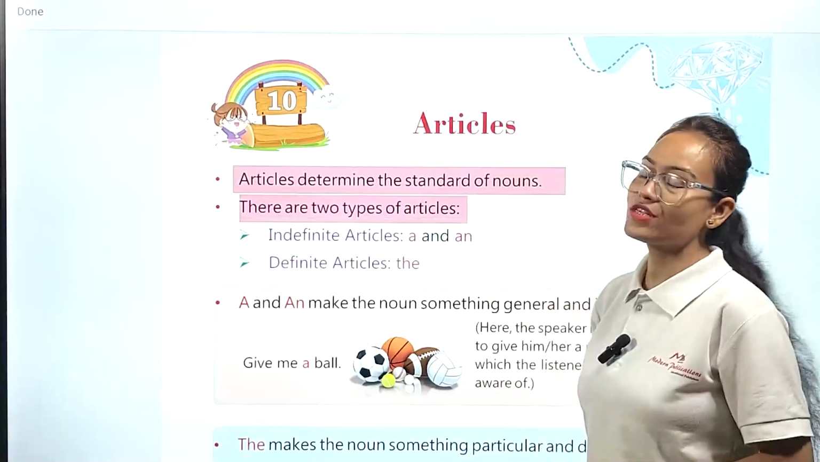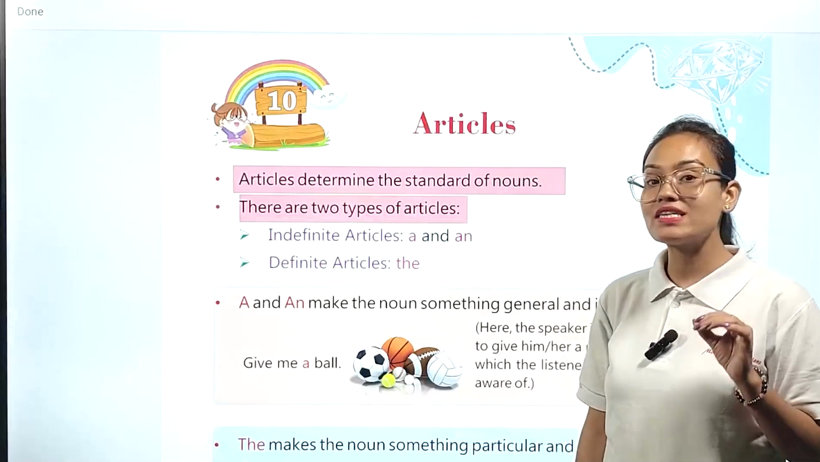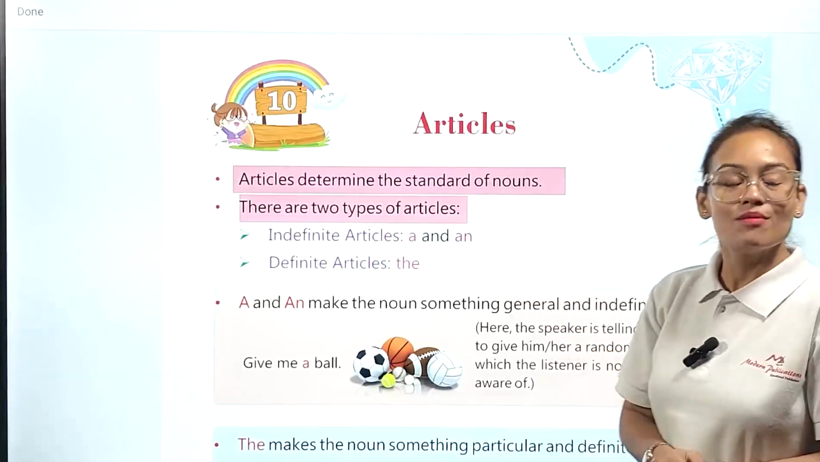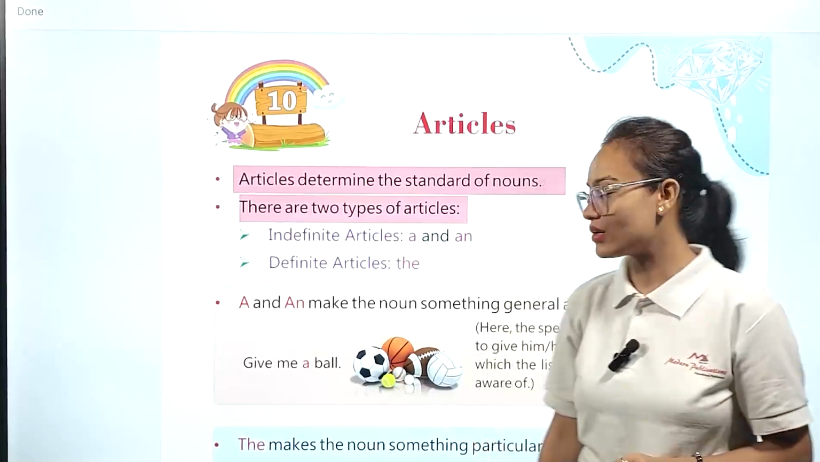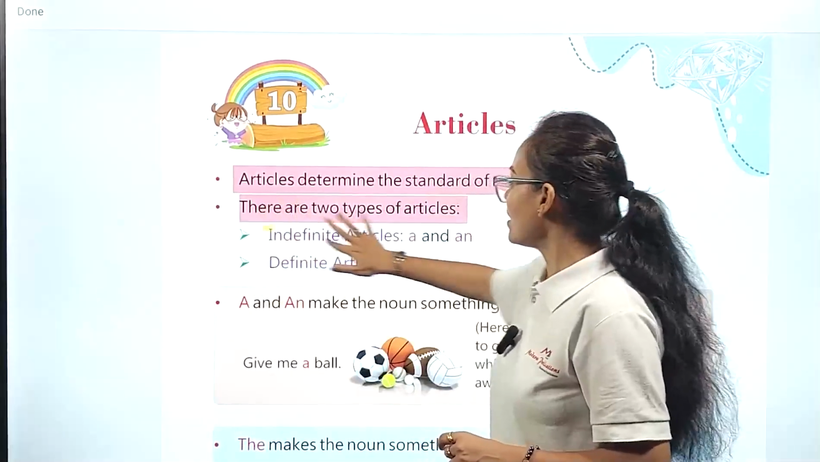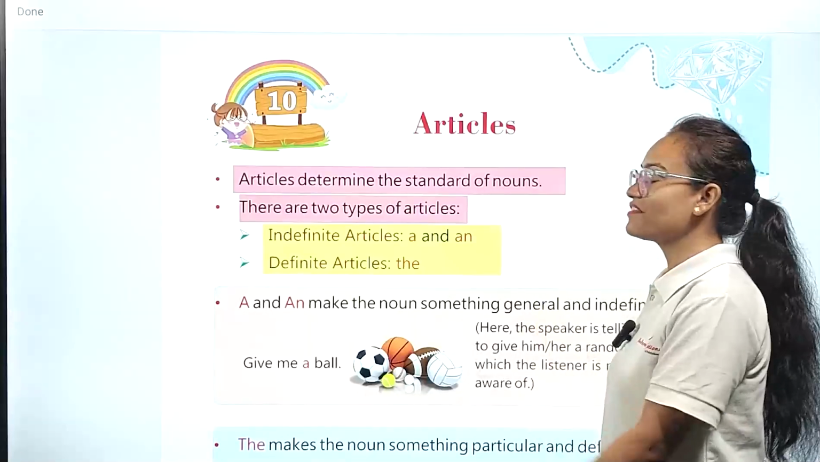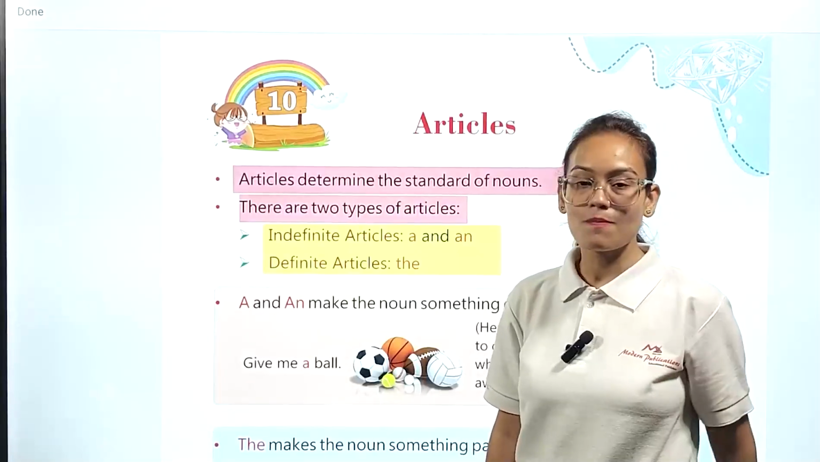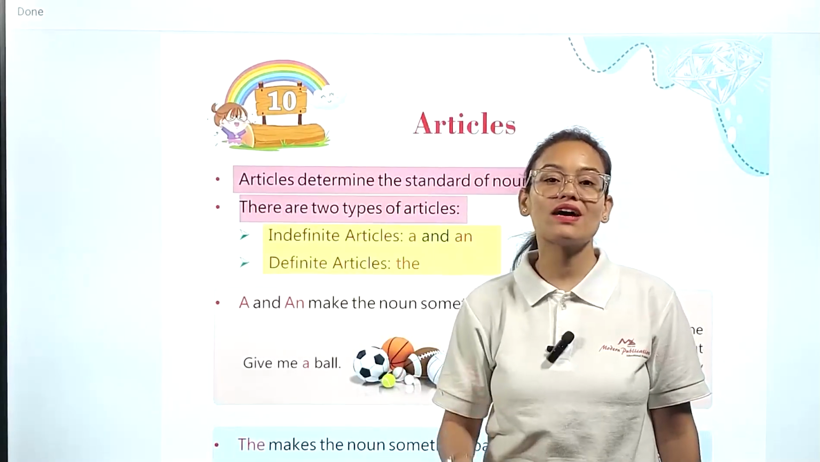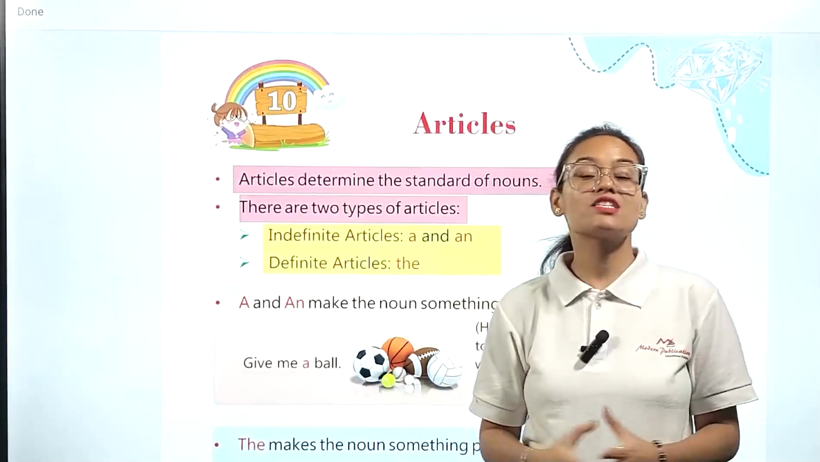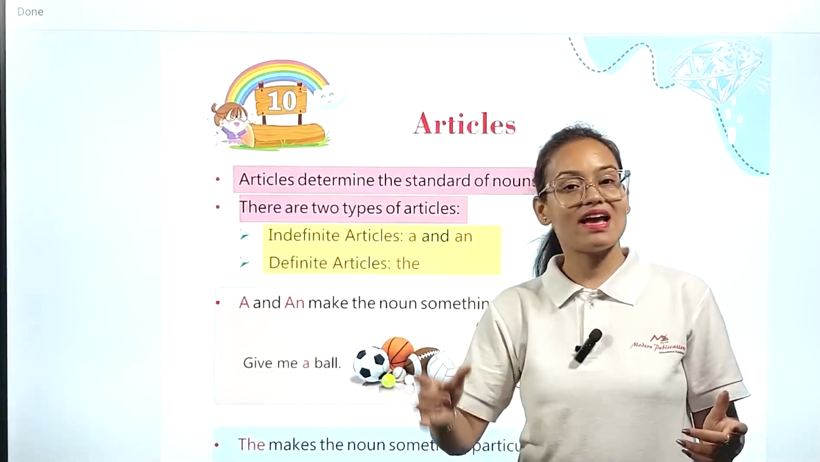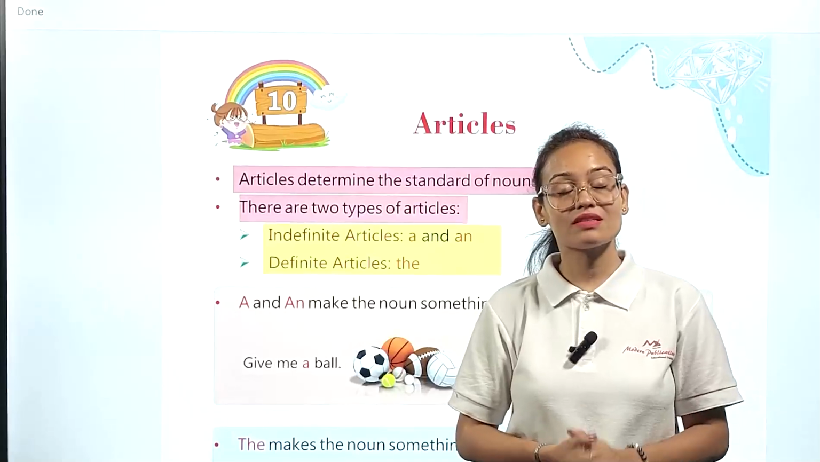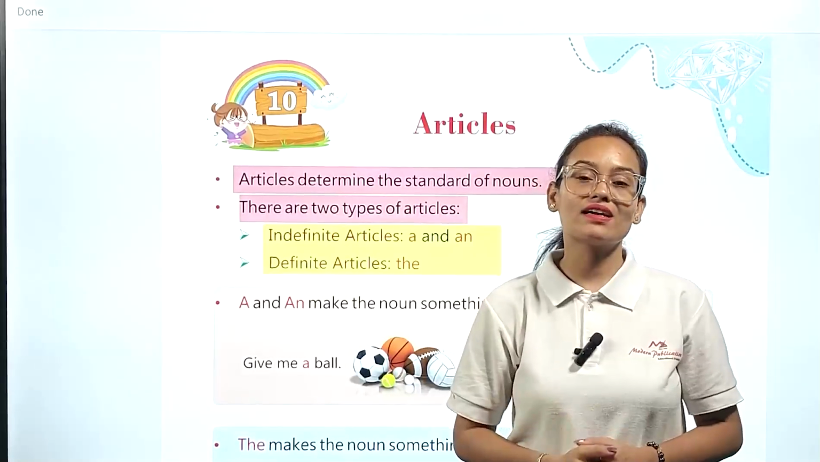If an article is necessary to find out the standard of the noun present in our sentence, then it is also divided into two parts: indefinite article and definite article. Article is broadly divided into three categories: a, an, and the. But when we keep them in boxes, they come under two categories: indefinite article and definite article.